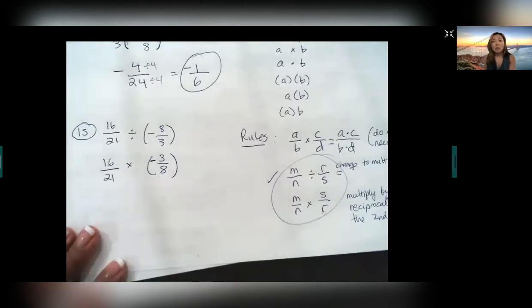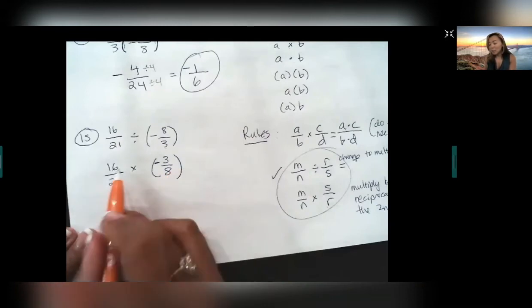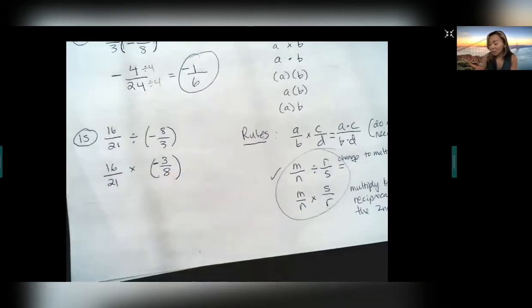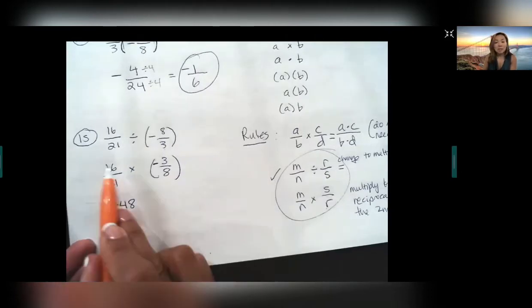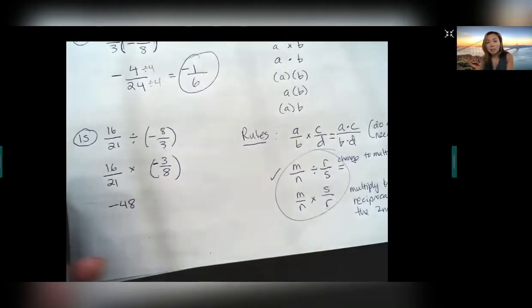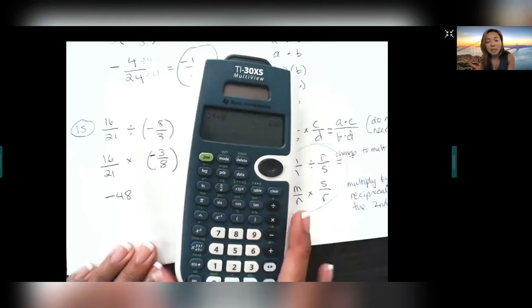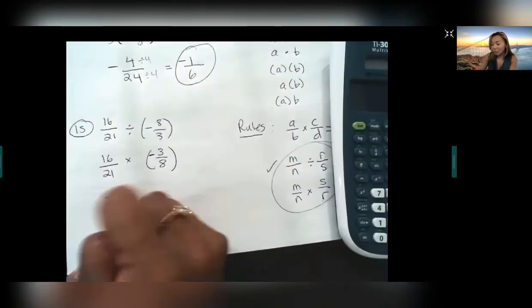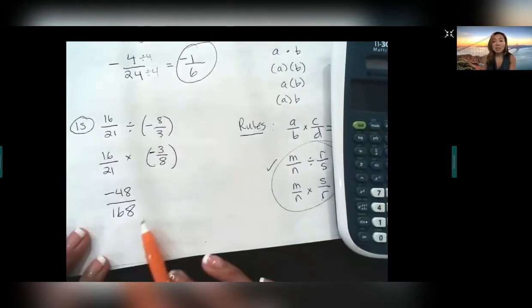I'm going to show you two ways of doing this problem. One way is I can multiply across, so 16 times 3. If you plug that into your calculator, you get negative 48, because there's a positive times a negative. And the bottom, 21 times 8, I don't know how to do that in my head, so I just use a calculator. 21 times 8 is 168. So over 168.